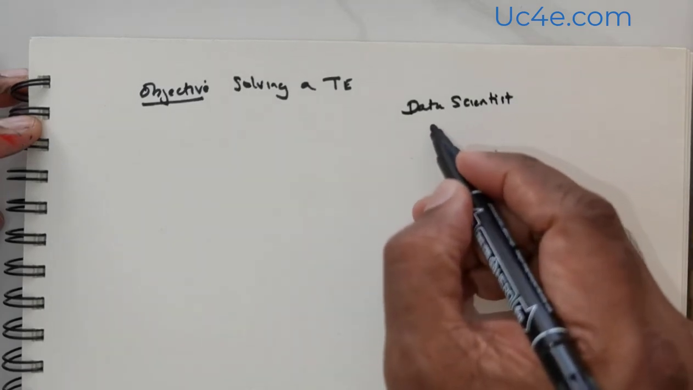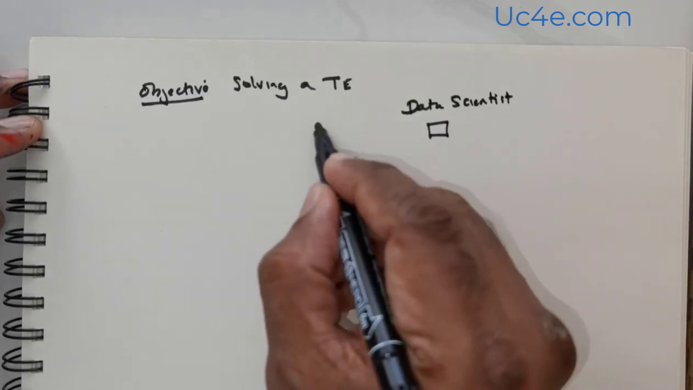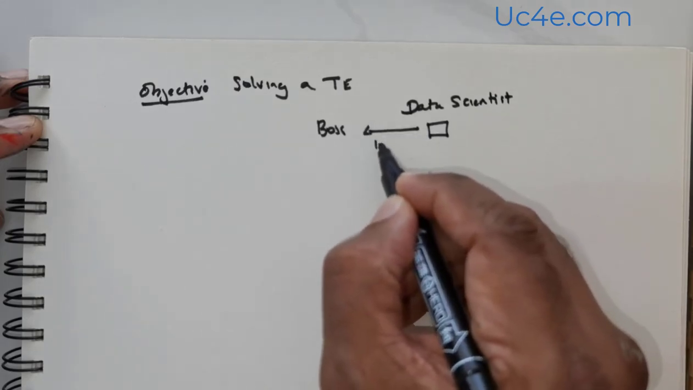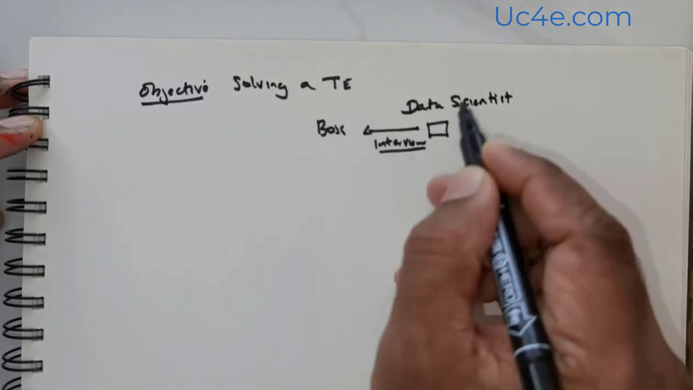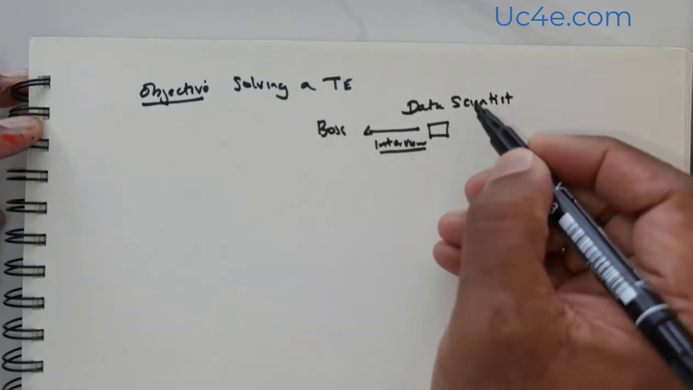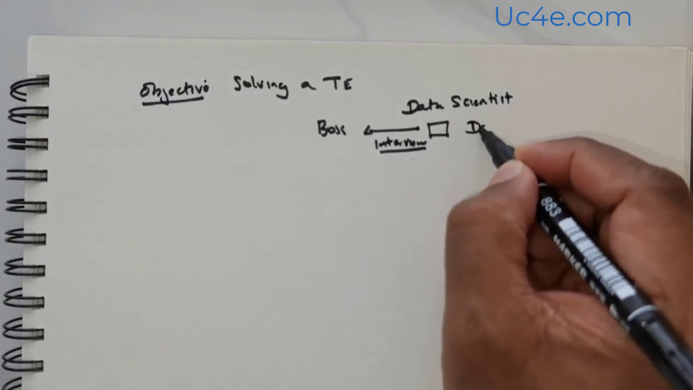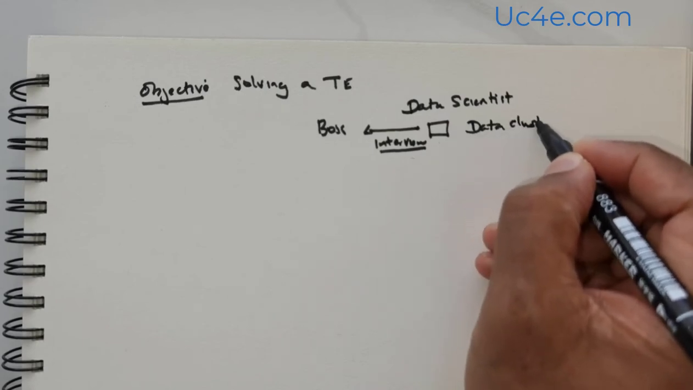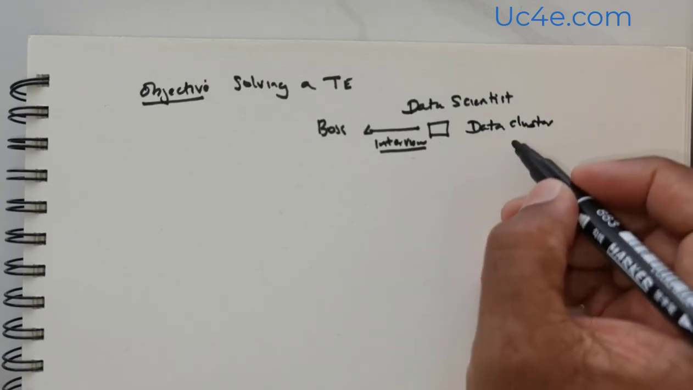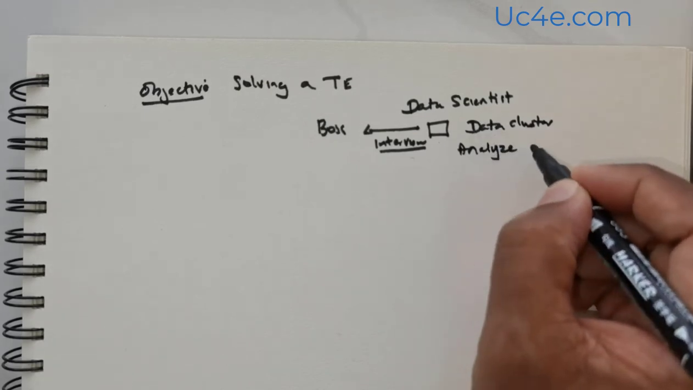So after shortlisting one particular person, the boss of this company calls this person for the interview. So there is this interview for this data scientist. The boss is very impressed with this person's performance, so he gives him a data cluster. A data cluster is nothing but a series of data sets, and he tells him to analyze the data set.